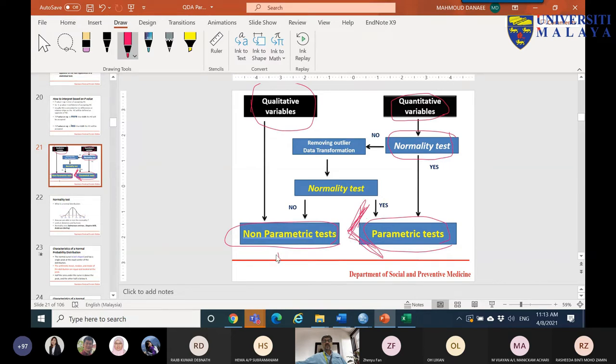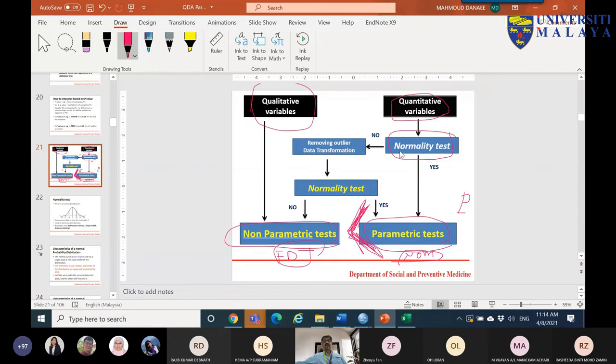Why? Because the non-parametric test, we call it a free distribution test. But the parametric tests are based on normal distribution. So that's why we know the pattern. So all the calculation in the parametric test is much more accurate, especially in calculating the p-value, compared to the non-parametric test. That's why our priority is always to use the parametric test.